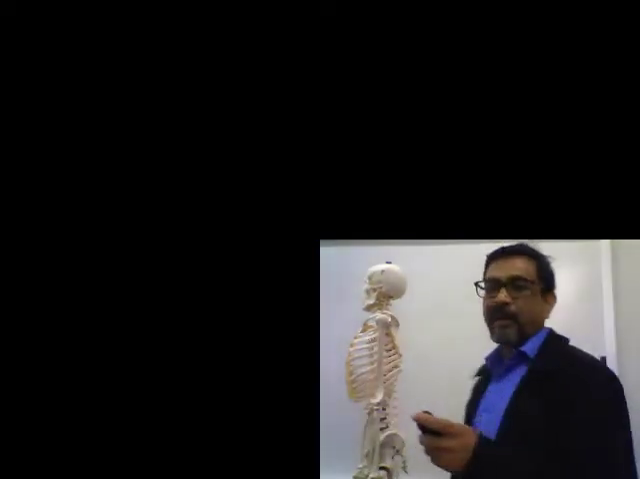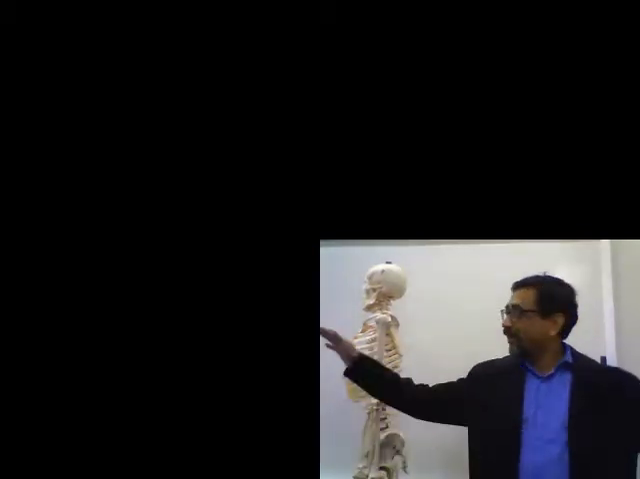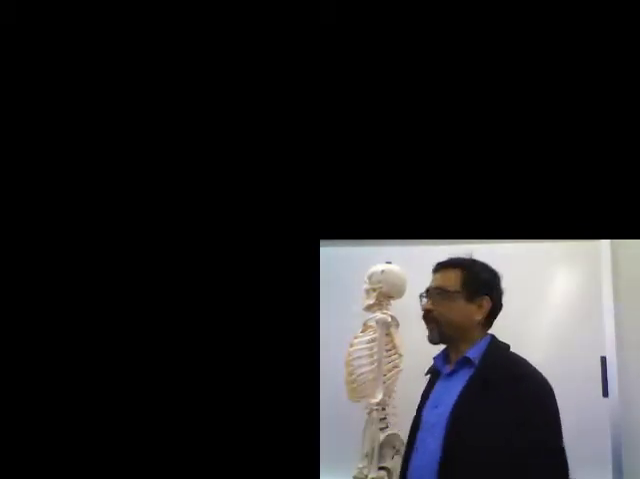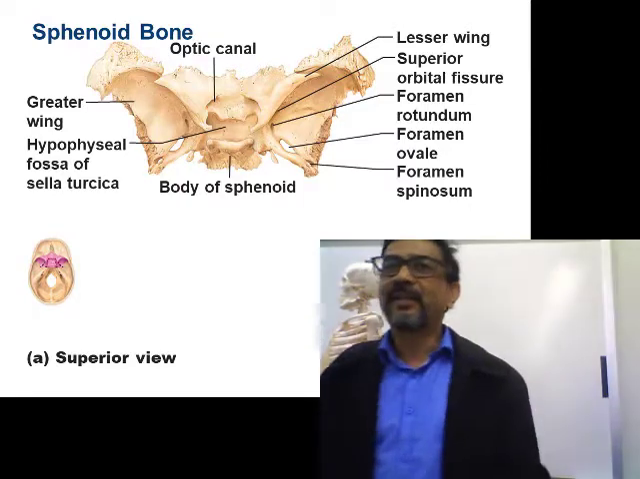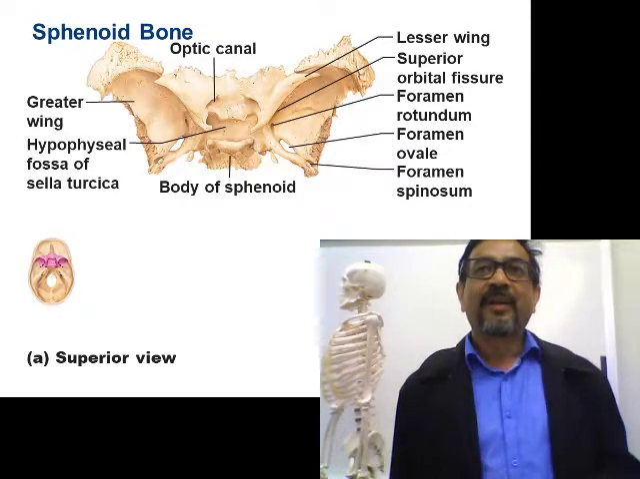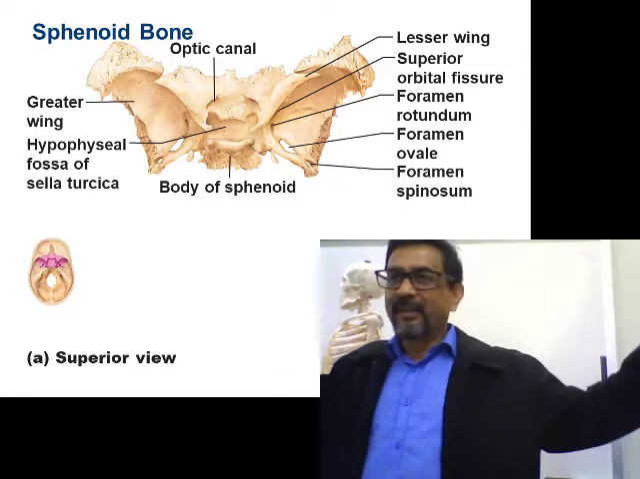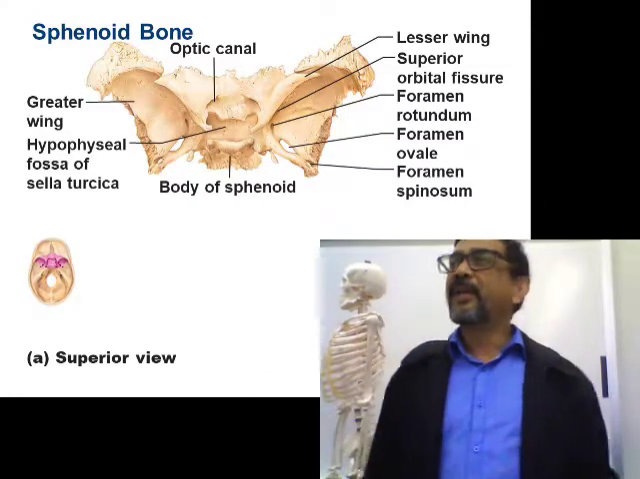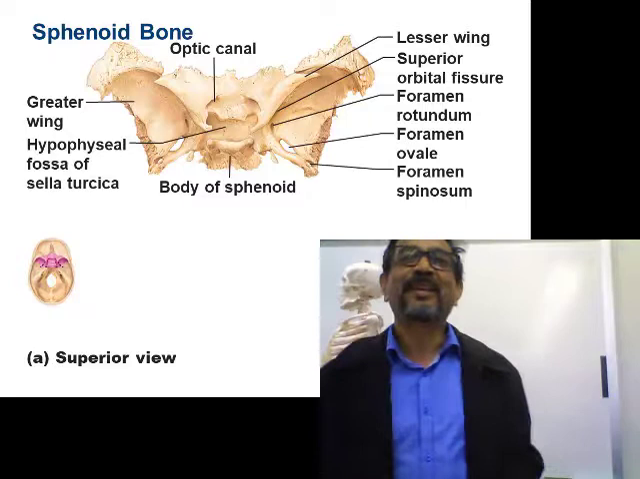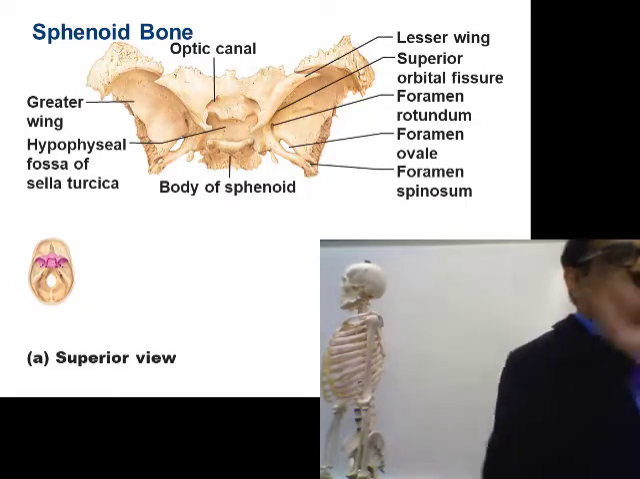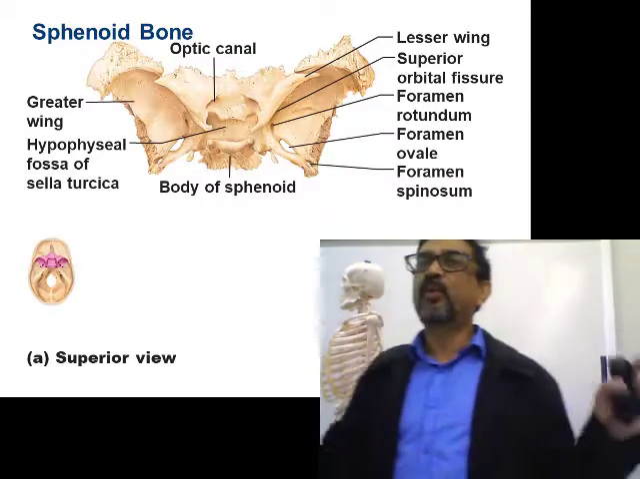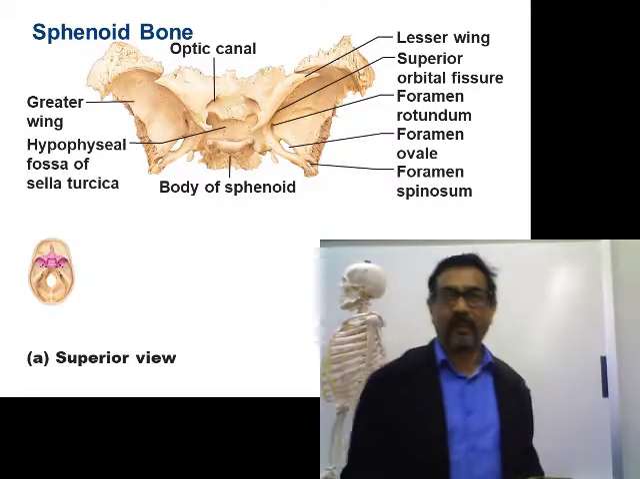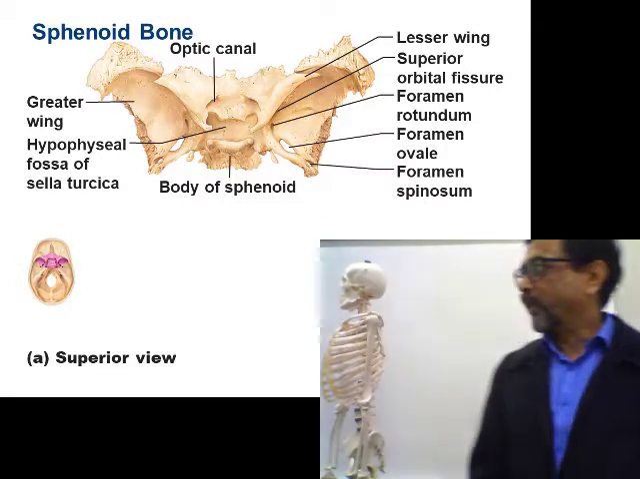This is the sphenoid bone. It looks like a butterfly or bat. So since it looks like a butterfly or bat, it has a body in the middle and wings at the sides. So how many wings it has? It has 4 wings, 2 pairs. 2 are greater wings, those are larger, and 2 are lesser wings, those are smaller, and a body.